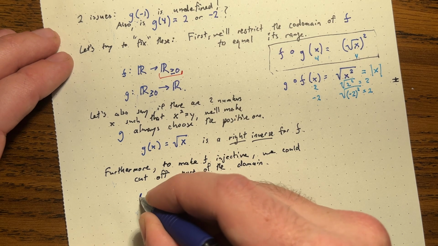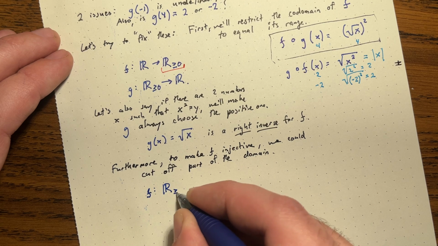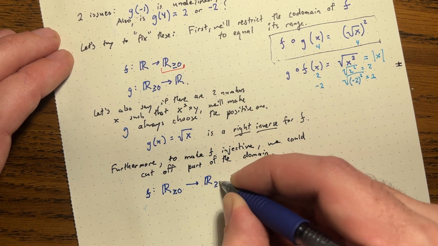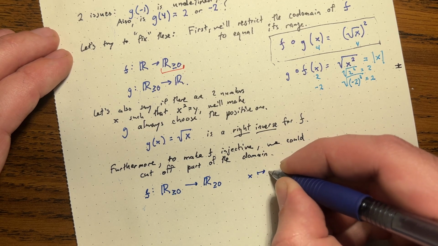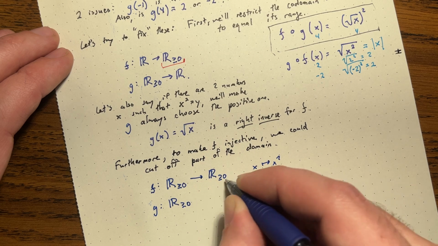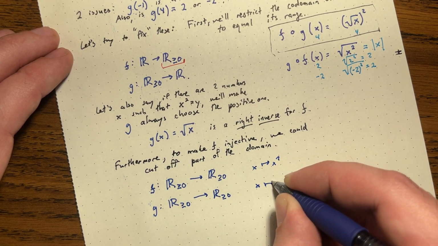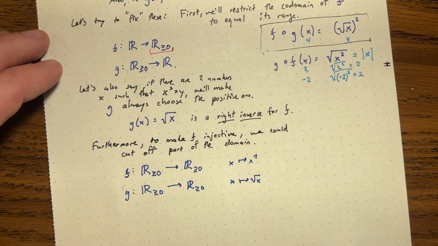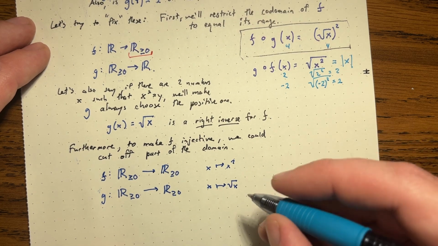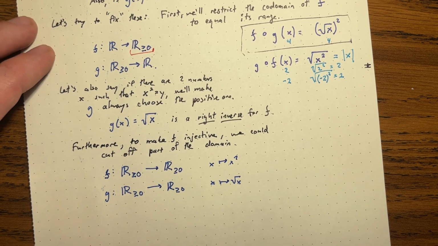So here's really what we're doing. We're defining f from non-negative real numbers to the non-negative real numbers by x going to x squared, and then we're defining g again from where f left off back to where f started by x going to the square root of x. And this really is a true inverse function. So this is now both injective and surjective. So g is actually an inverse function now.